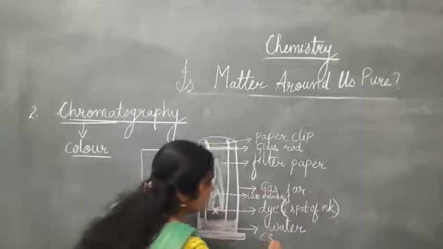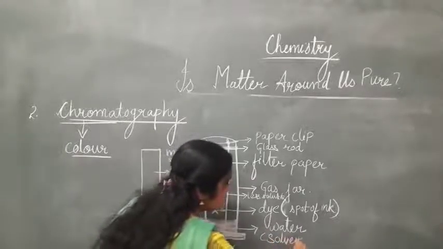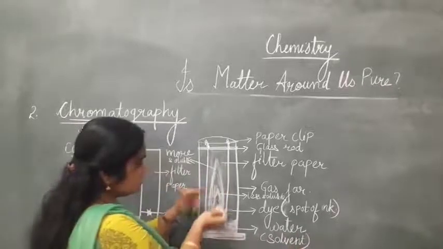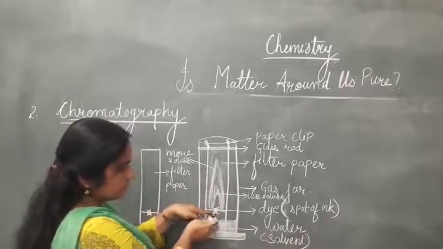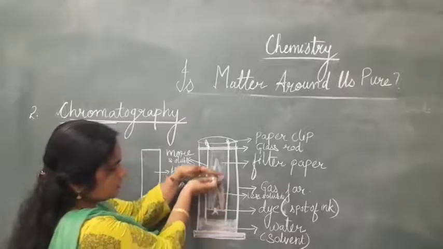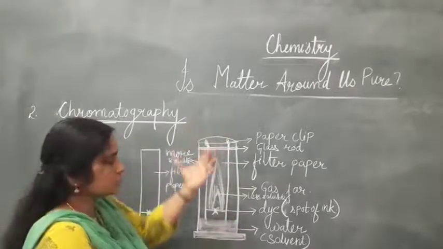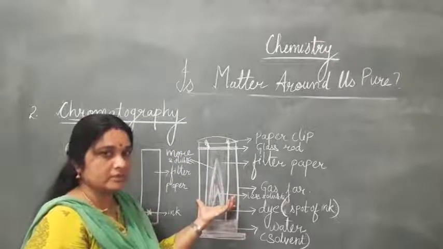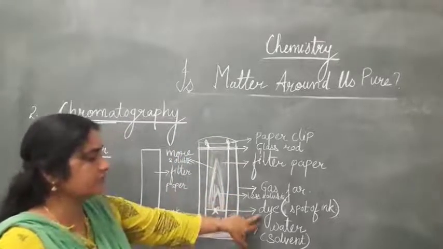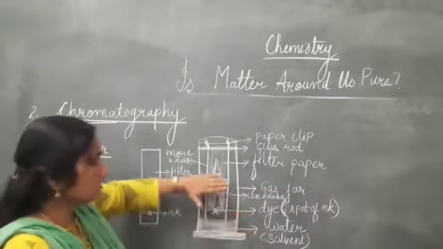So water is a solvent and it will dissolve the dye which is present here, and it moves along with the dye, and a different range of colors will be formed on the filter paper. So this is the main principle of chromatography, where you can separate the different colors of a dye. So it's an easy method.